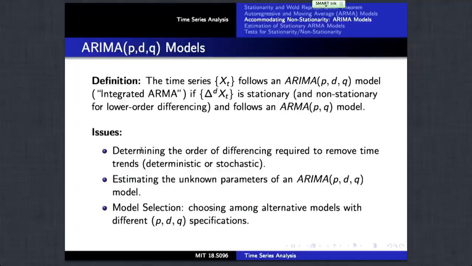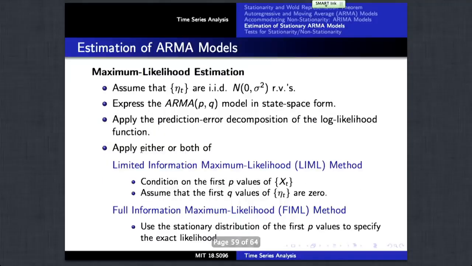And so to specify these models, we need to determine the order of the differencing required to remove trends, deterministic or stochastic, and then estimate the unknown parameters, and then apply model selection criteria. So let me go very quickly through this and come back to it at the beginning of next time.